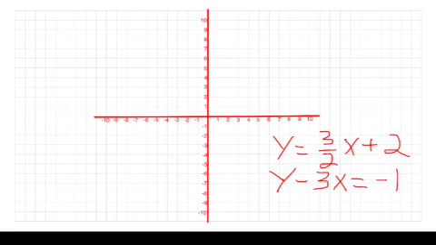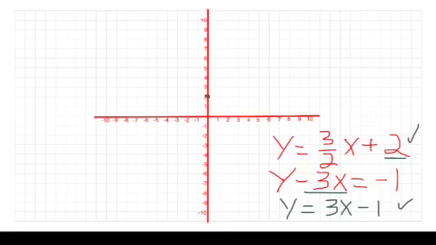Before we really do any graphing here, we want to get both equations in y equals mx plus b, or slope-intercept form, which this one already is. But down here we'll notice the negative 3x is on the wrong side. So before I do anything else, I'm just going to move that negative 3x over, making it y equals positive 3x minus 1. And now this one is also in slope-intercept form. I'm going to use the y-intercept, which is the number added at the end, the b part of mx plus b, to begin my graph.